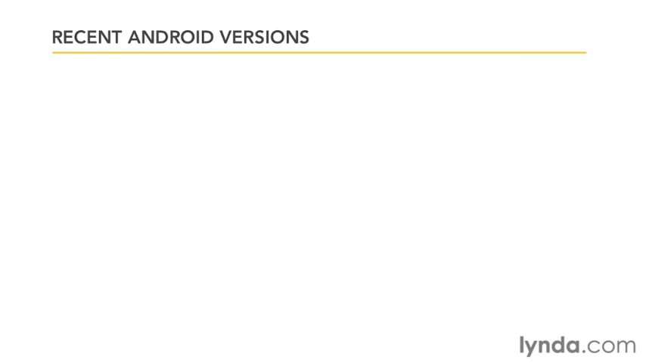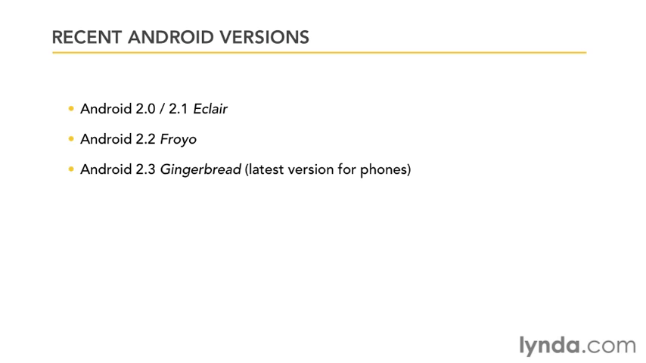Now I want to quickly talk about Android versions, because Android has been progressing at a really fast pace, and it's difficult to keep up with the different versions that are out there. When I first got into Android, the first release was Android 2.0, which was called Eclair. The next one was Android 2.2, which was named Froyo, and this is the version that's probably on most people's phones today as I record this. The very latest version of Android for phones is 2.3, which is known as Gingerbread, and that's what we're going to be targeting in this course.